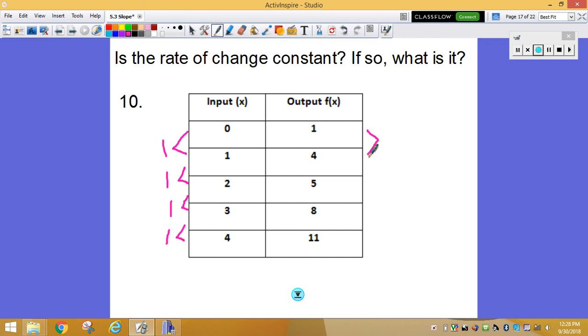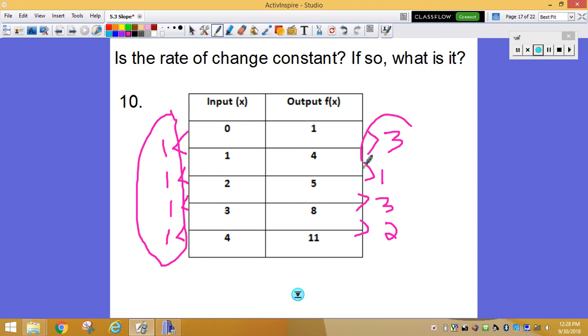To get from 1 to 4, we add 3. To get from 4 to 5, we add 1. To get from 5 to 8, we add 3. 8 to 11, we add 2. Well, all my x's were the same, right? I got 1. All my y's, was that rate of change the same? No, it wasn't. I got 3 and then 1 and then 3 and then 2. So is the rate of change constant? No. And we're just going to stop. We did not get the same numbers on both sides.